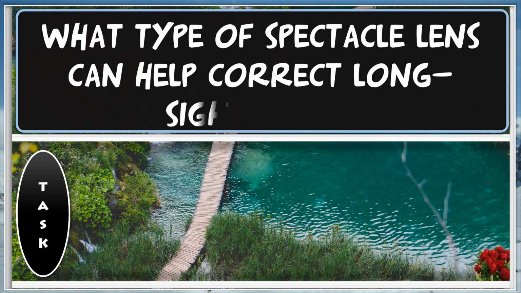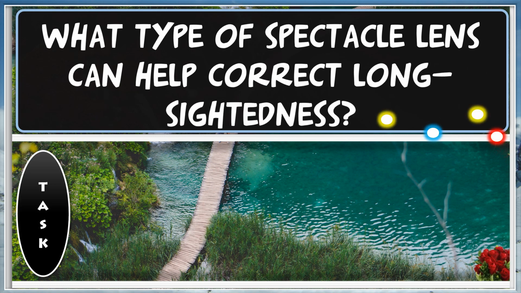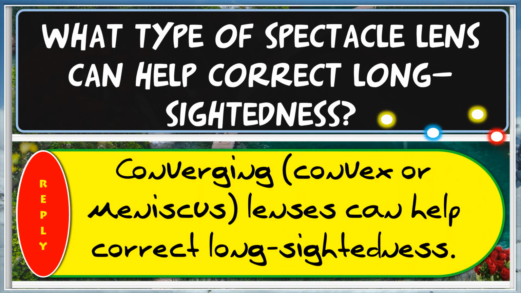What type of spectacle lens can help correct long-sightedness? Converging or convex or meniscus lenses can help correct long-sightedness.